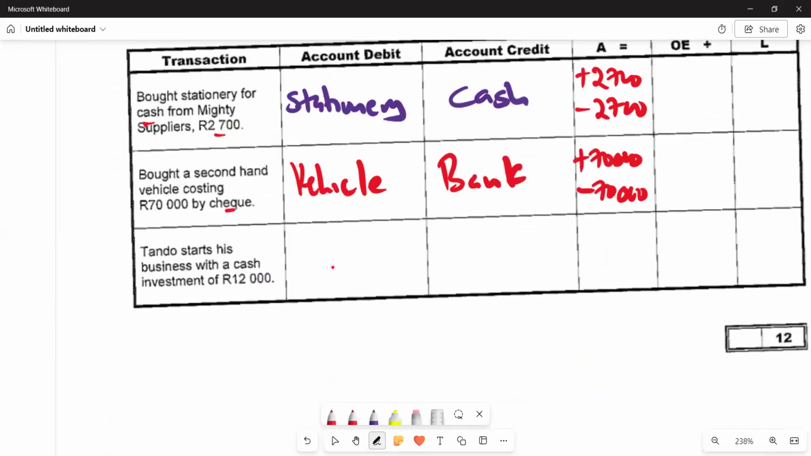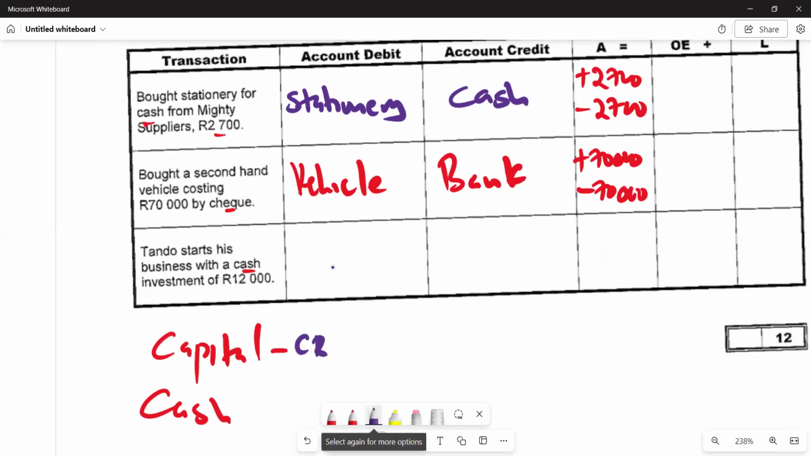Right. The last transaction is saying Tando starts a business with a cash investment of 12,000 rand. So we know that whenever the owner of the business injects money into the operations of the business, we say it's capital. So here Tando is starting a business. The money that is being introduced in the business by the owner, as the owner starts to operate, is also capital. So we have capital. And this is coming in the form of cash, and also we have cash. We should also know that capital is always credited. We can never debit the capital account. Whenever we see a capital account, we know that we are going to credit it.